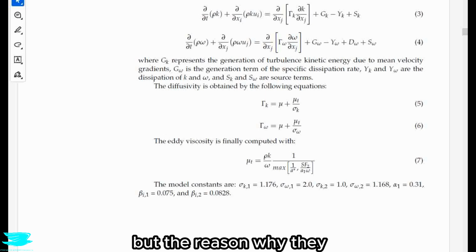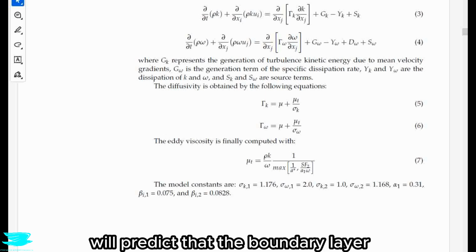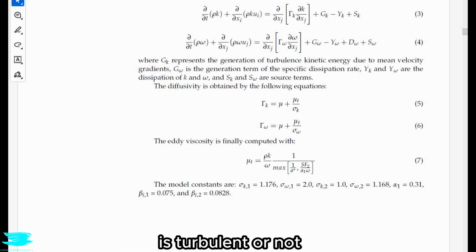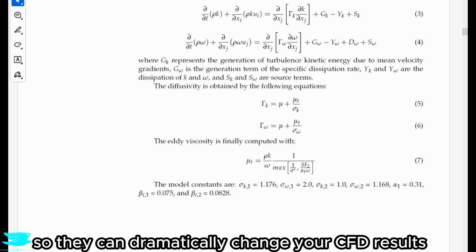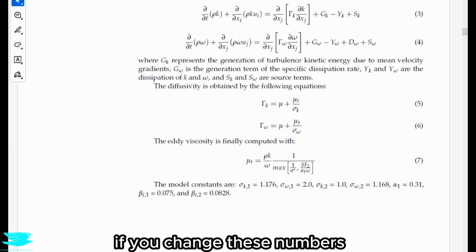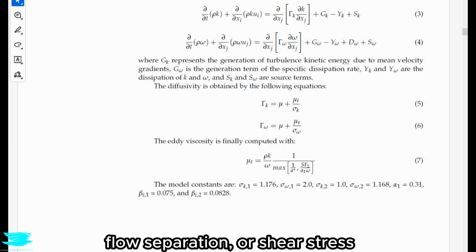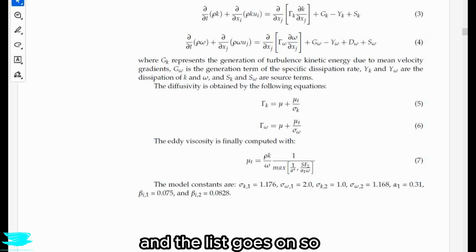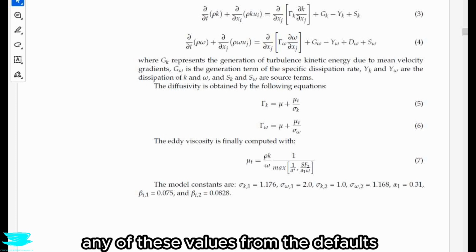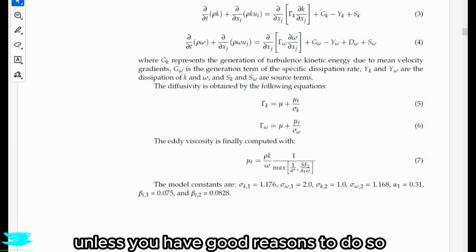But the reason why they are advanced is because they heavily influence when the CFD will predict that the boundary layer is turbulent or not. So they can dramatically change your CFD results. If you change these numbers, you could greatly alter where the boundary layer will transition to turbulence. They also affect vortex production, flow separation, wall shear stress, and the list goes on. So you really shouldn't change any of these values from their defaults unless you have good reasons to do so.